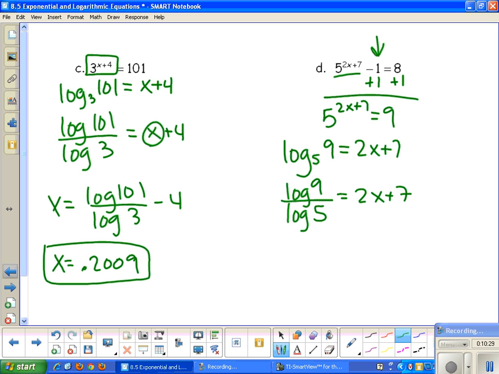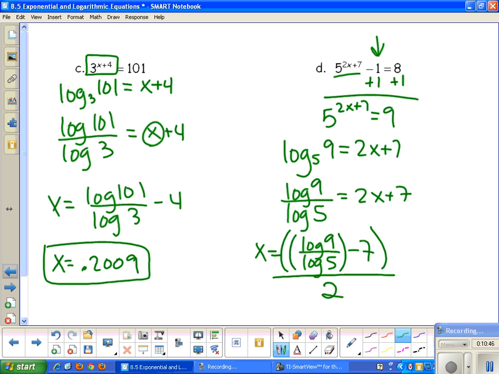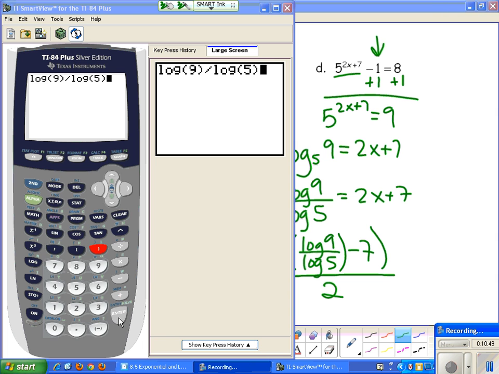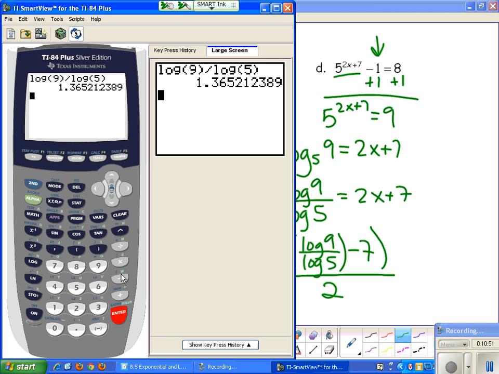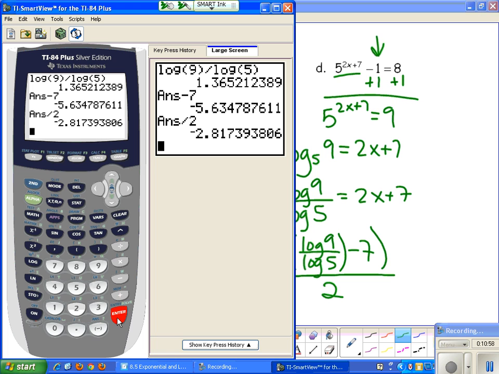So in my calculator, to solve for x, I'm going to have to subtract the 7 and then divide all of that by 2. So x is going to be equal to the log of 9 divided by the log of 5. And then you're going to subtract 7, and you're going to divide this whole answer by 2. So just to show you how to plug it in, log 9 divided by log 5, enter. Then I would subtract the 7 and divide by 2 to get my solution, negative 2.017, and I'm going to round to 4.